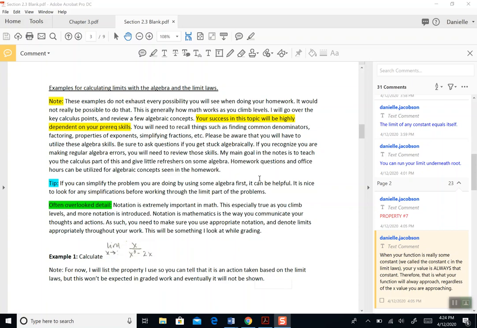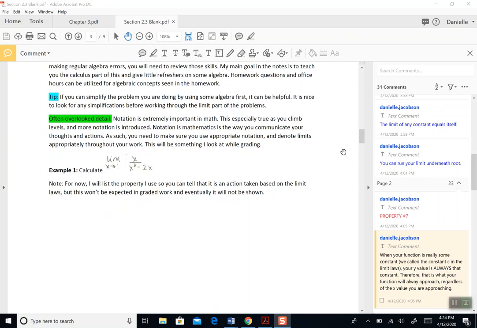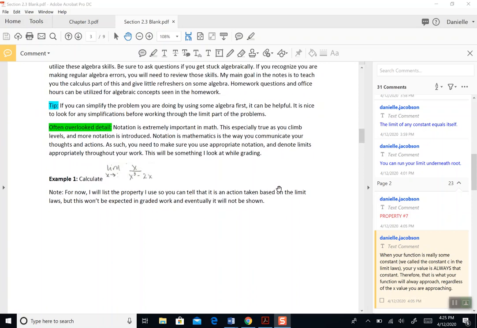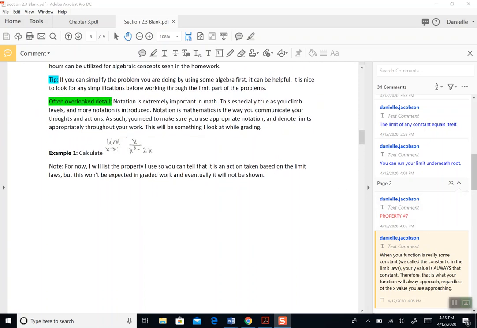Let's get to some examples. So a big tip that I'll give you for when you're starting these algebraic calculations with functions and the limit laws is, if you can, you should simplify first. It just makes things easier for you. This means you need to remember how to factor, how to simplify, properties of exponents, so on and so forth.